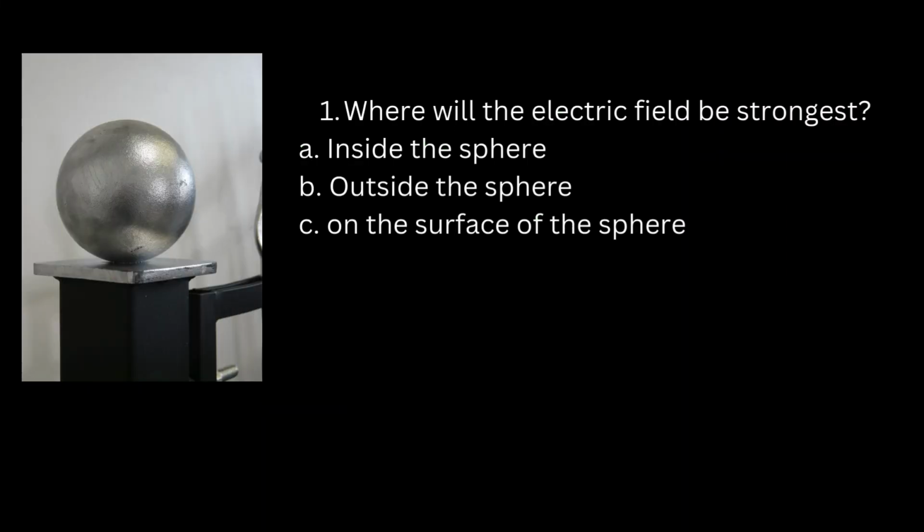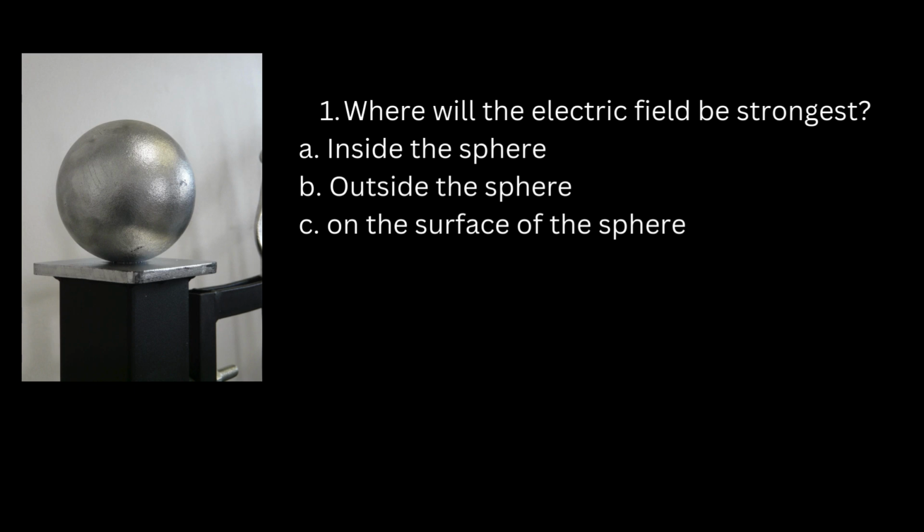So for concept one, let's imagine we have a hollow metal sphere, and it's got a positive charge spread across its surface. Now, if you think about that for a second, where would the electric field be strongest? Would it be inside the sphere or outside the sphere? Just take a moment to picture it in your mind. And remember what happens to charges on a conductor.